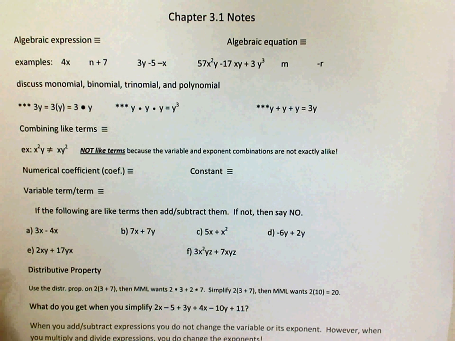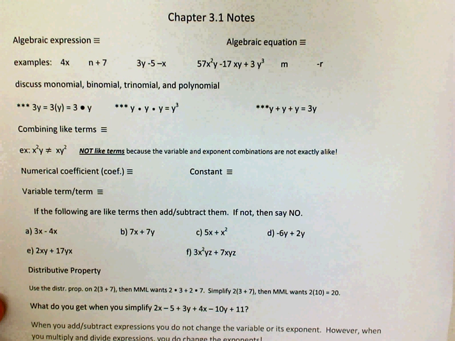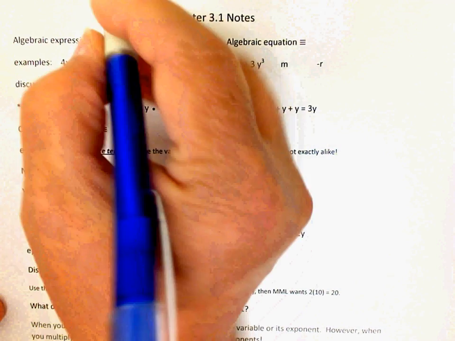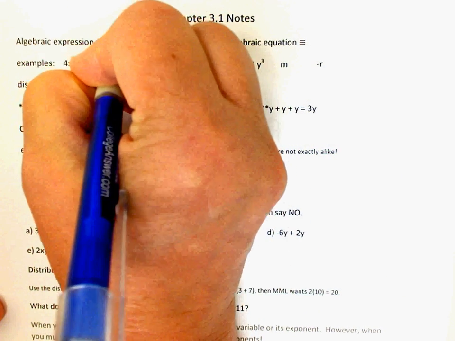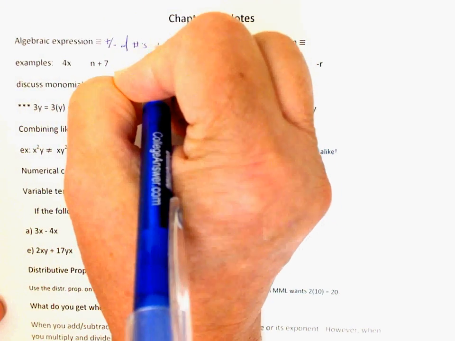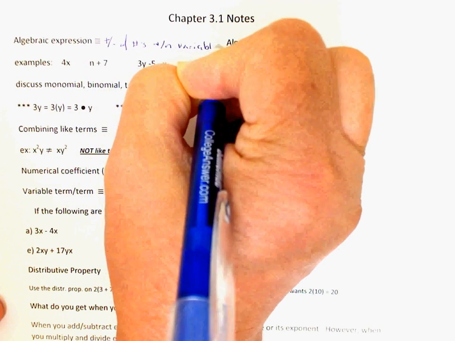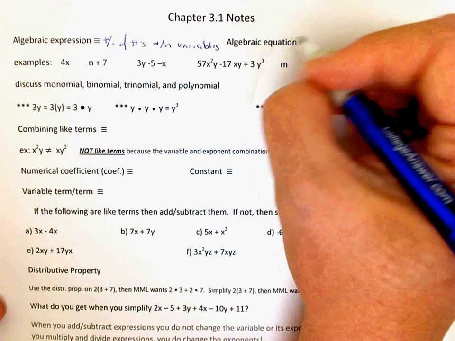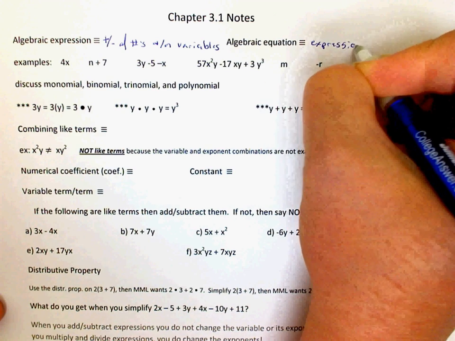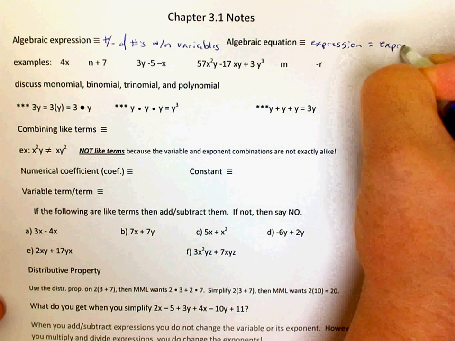Chapter 3.1 has a lot of details and quite a few definitions, so follow along as best you can. An algebraic expression is the addition and subtraction of numbers and/or variables. An algebraic equation is one algebraic expression equal to one more expression.